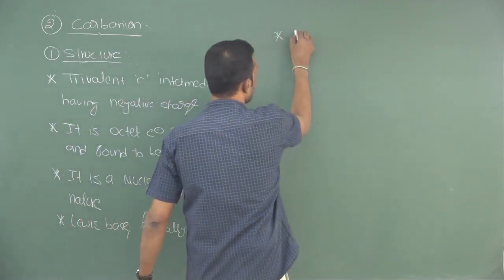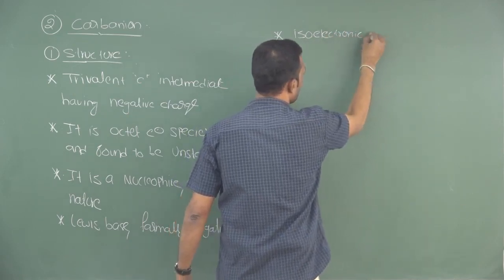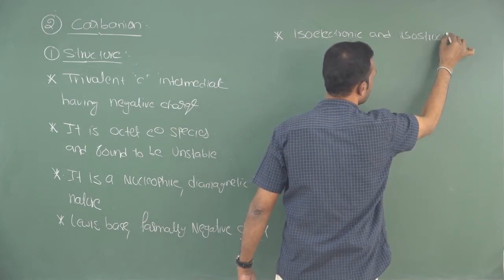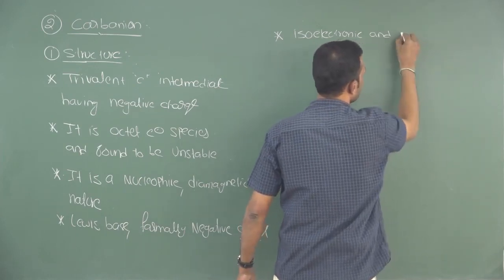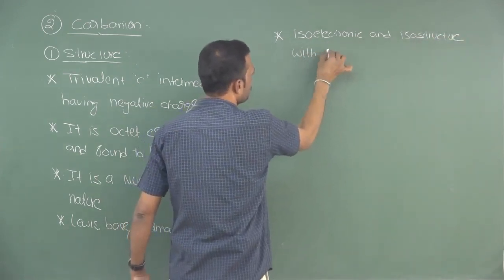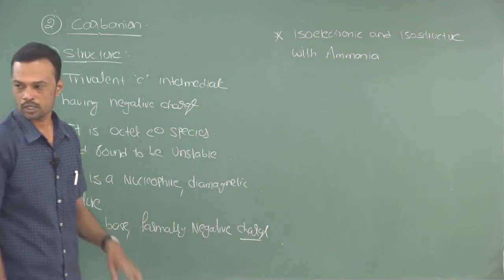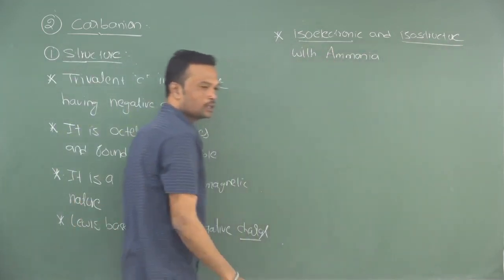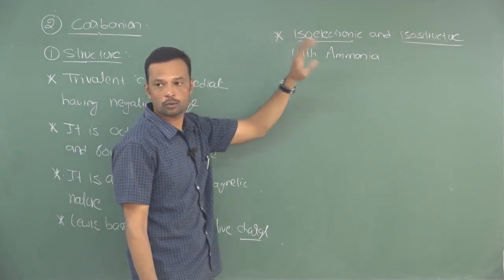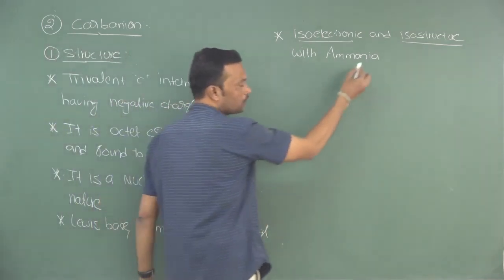Now this intermediate is isoelectronic and isostructural with ammonia. So the ammonia structure and carbanion structure remain the same. Isoelectronic means it has the same number of electrons as ammonia. Isostructural means it has the same structure as ammonia. That's why they are called isoelectronic and isostructural.